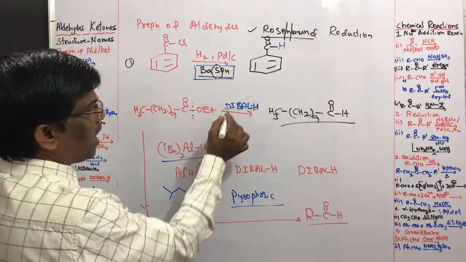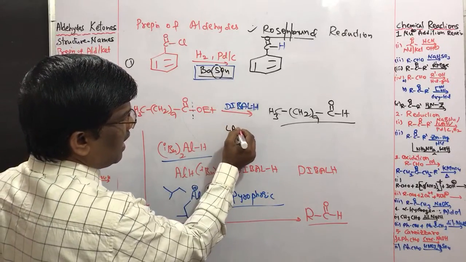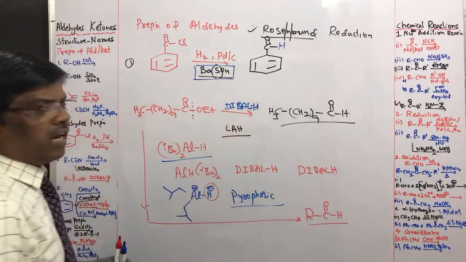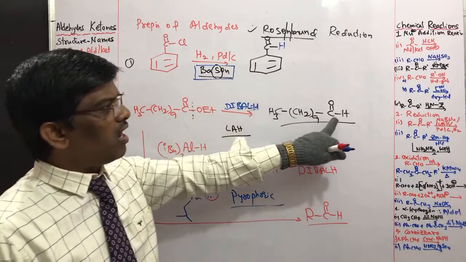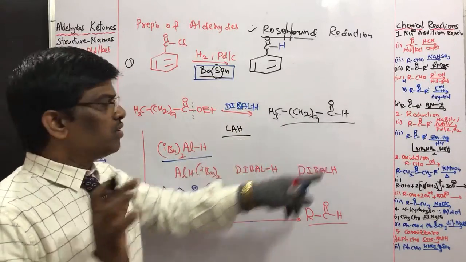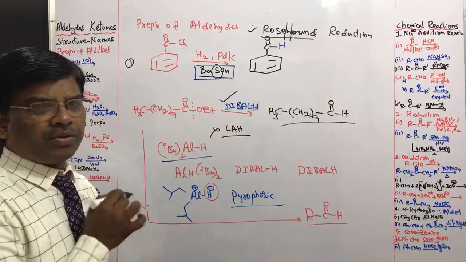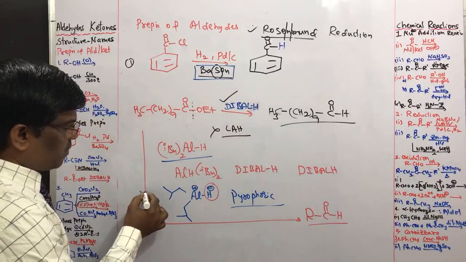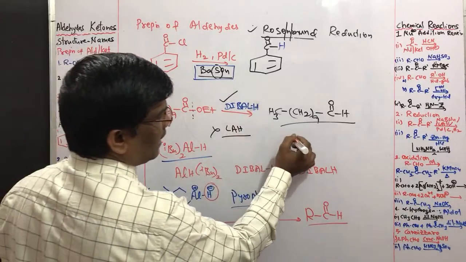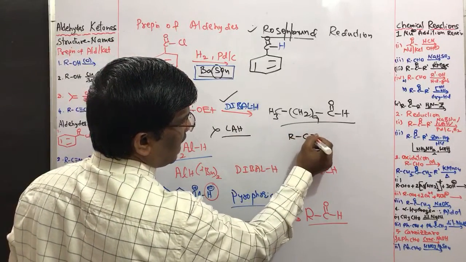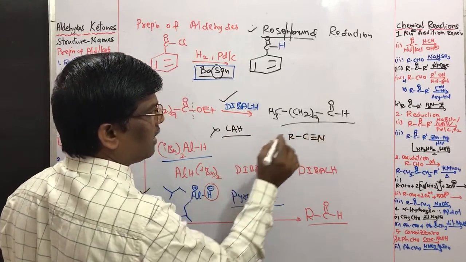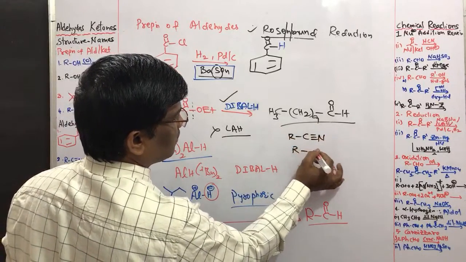However, in place of DIBAL-H, if I use LAH, lithium aluminum hydride, it is going to reduce this aldehyde also to alcohol. So LAH is not going to be used. DIBAL-H has to be used. So DIBAL-H is a very specific reagent where nitriles, this is cyanide, I can say cyanide or nitrile, and esters.